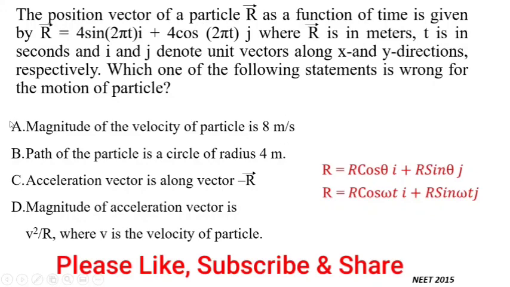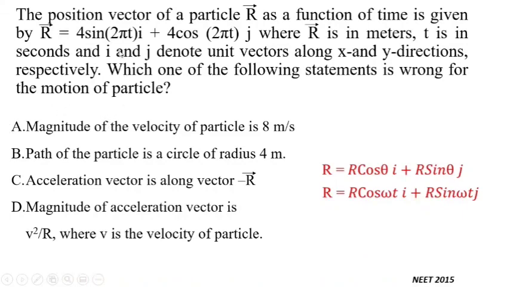So this option A itself is wrong, and we need to find out which one of the following statements is wrong. So option A is the correct answer because it is wrong. The magnitude of the velocity is 4 into 2 pi, that is 8 pi. All these three remaining options are correct. You can verify it. So option A is the correct option.